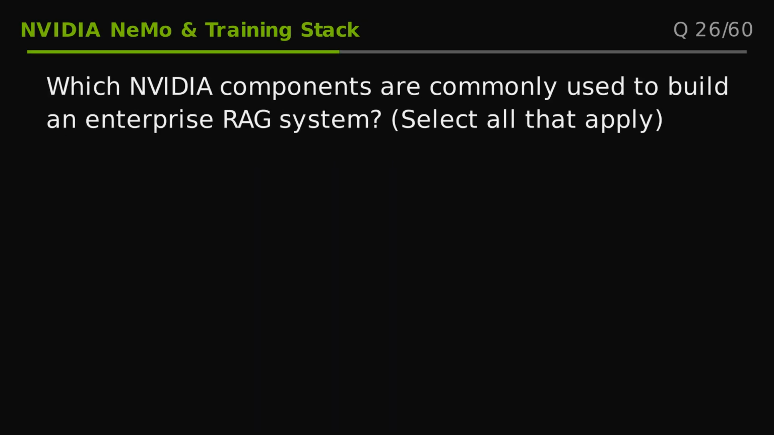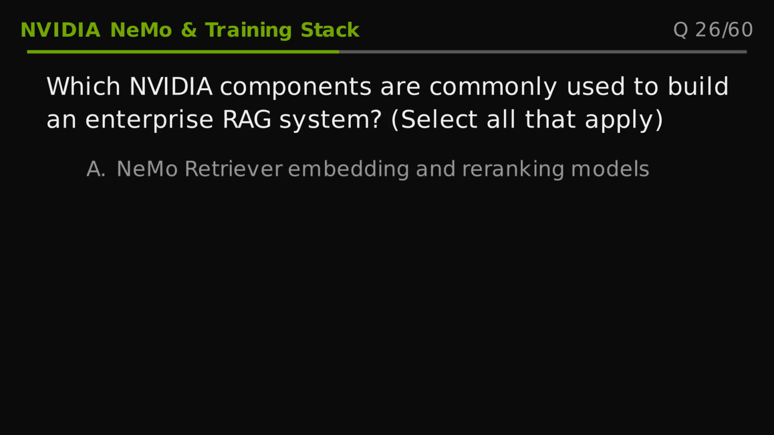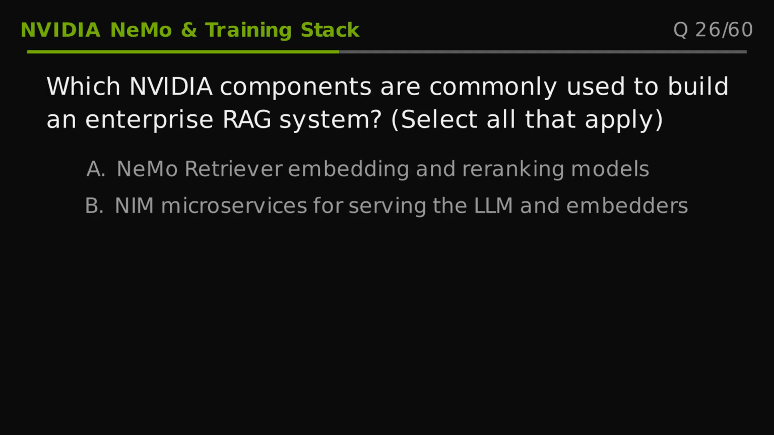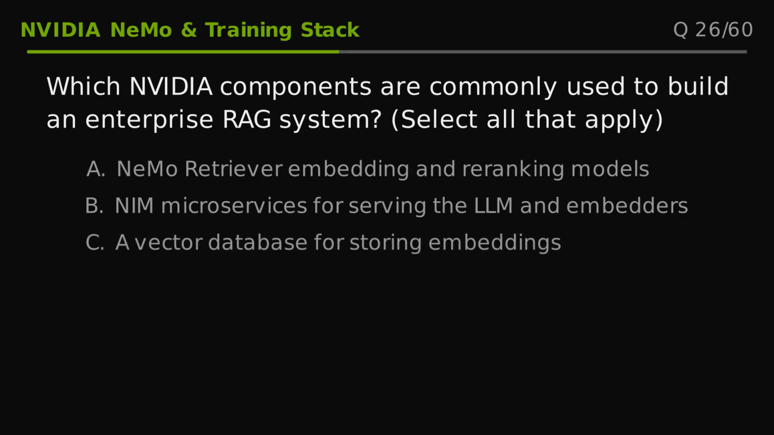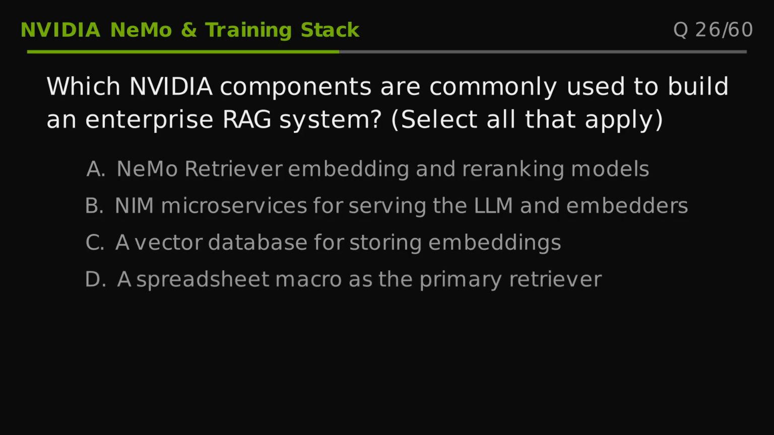Question 26. Which NVIDIA components are commonly used to build an enterprise RAG system? Select all that apply. Option A. NeMo Retriever embedding and re-ranking models. Option B. NIM microservices for serving the LLMs and embedders. Option C. Vector database for storing embeddings. Option D. Spreadsheet macro as the primary retriever.